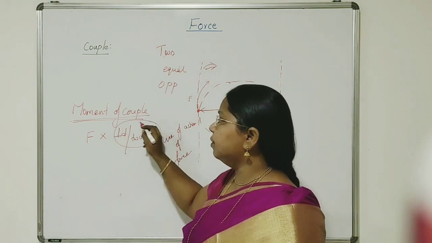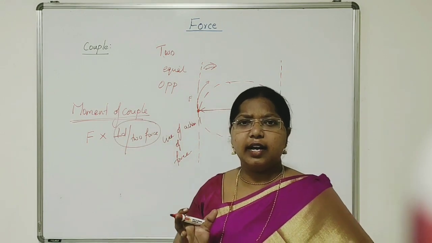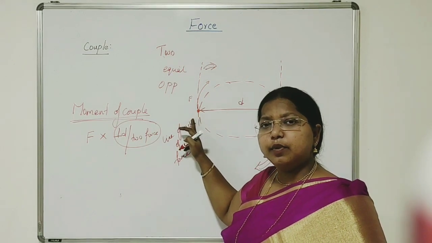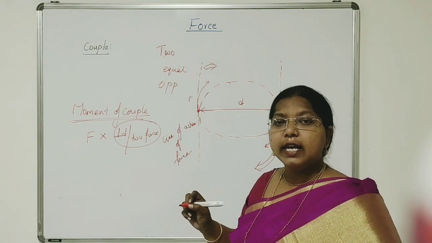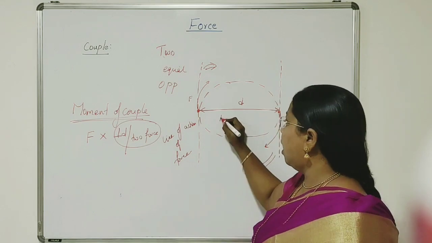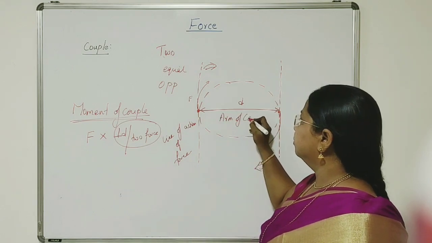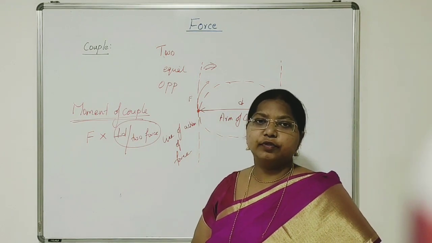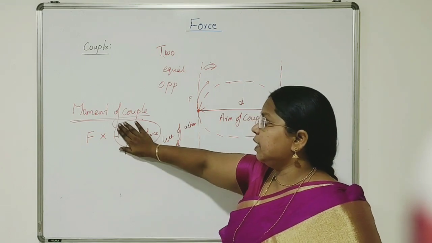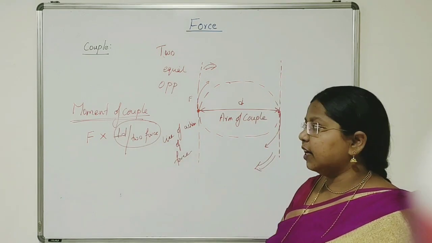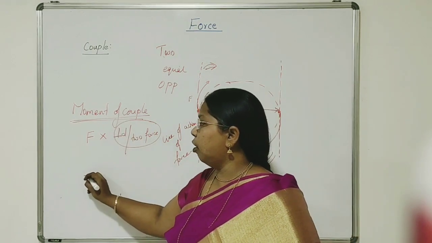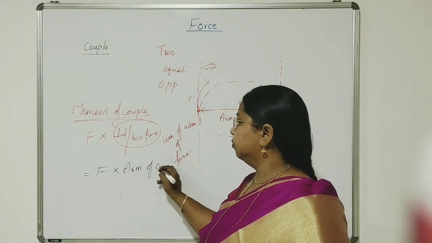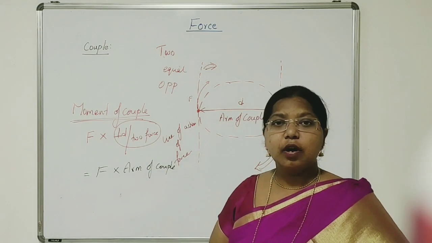Now instead of this, we will use one single word: the distance between the two forces, the distance between two different lines of action of force, is called the arm of couple. So what is the perpendicular distance between the two forces called? Arm of couple. So now instead of the perpendicular distance between two forces, we will write: moment of couple is the product of force into arm of couple. Force into arm of couple.